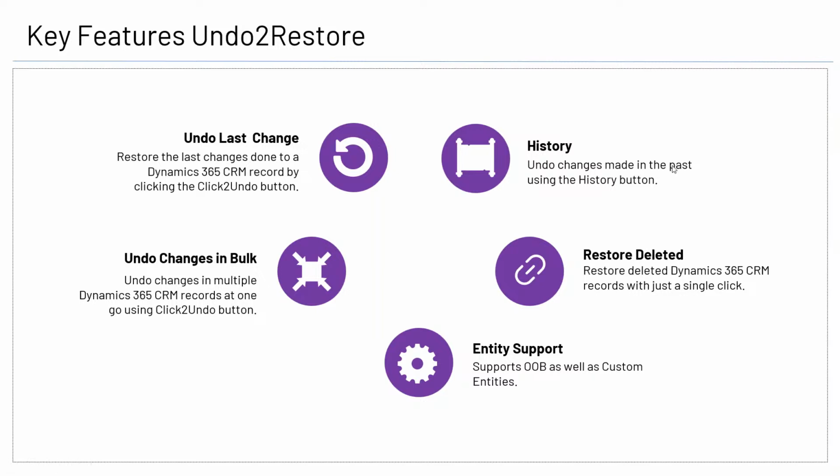We also have the option of History, where we can undo the changes made in the past using the history buttons. Not just that, we can undo the changes in bulk, and we can restore an entire deleted record with just a single click. And again, Undo to Restore supports out-of-box as well as custom entities. Just a quick heads up: in case you want to utilize all these features provided by Undo to Restore, the auditing of the CRM should be turned on.